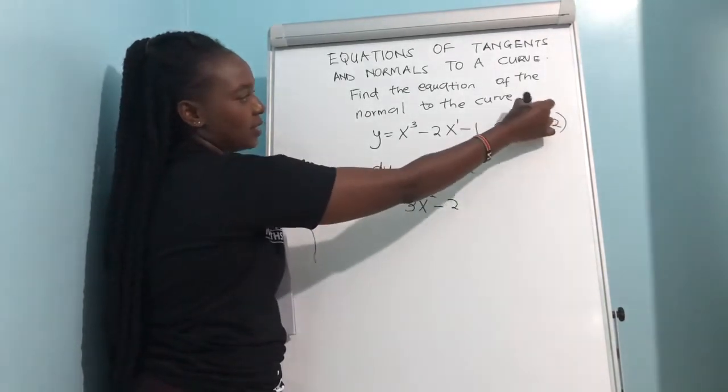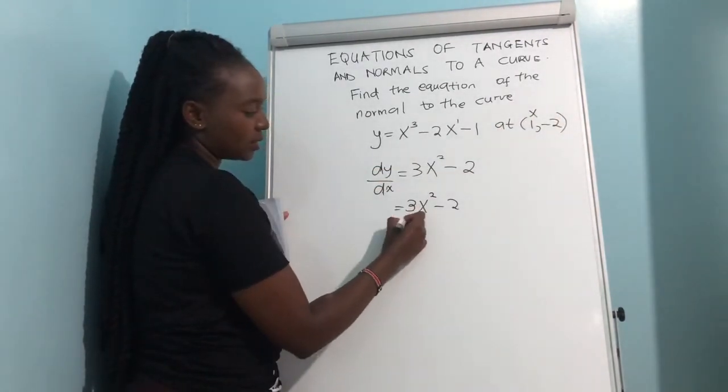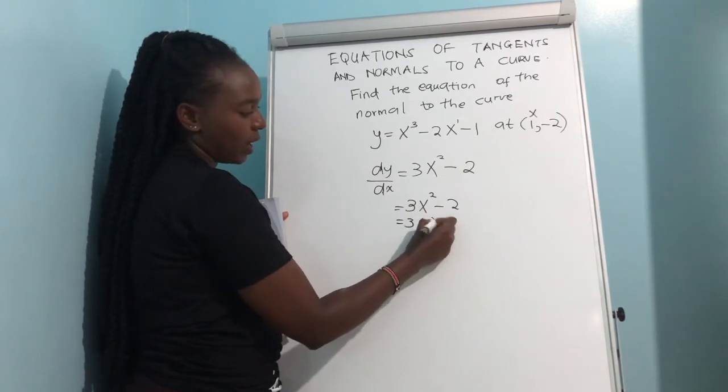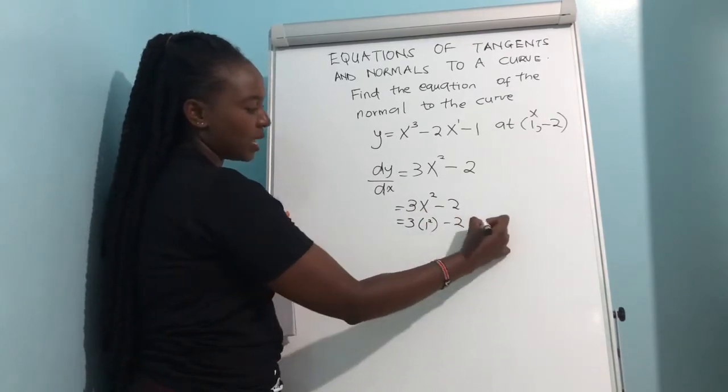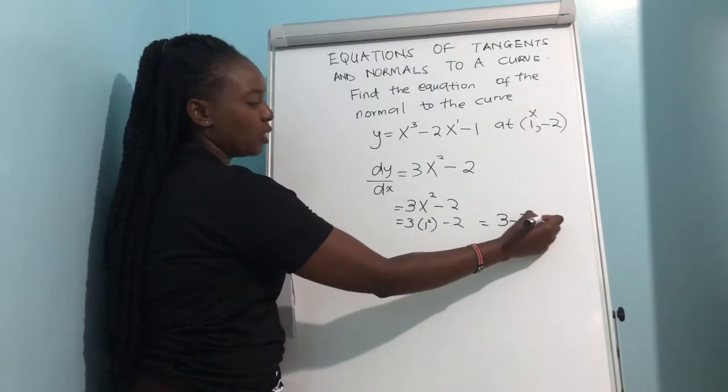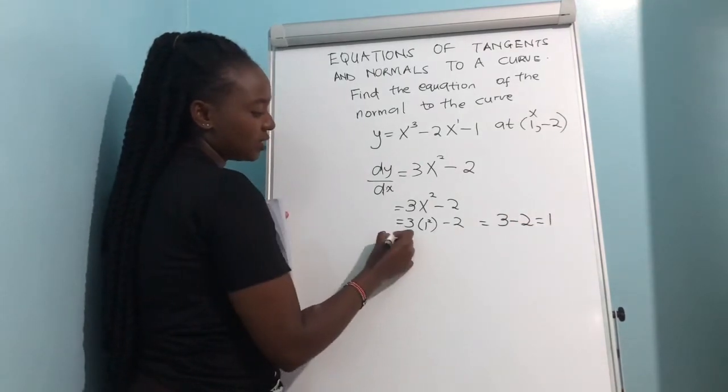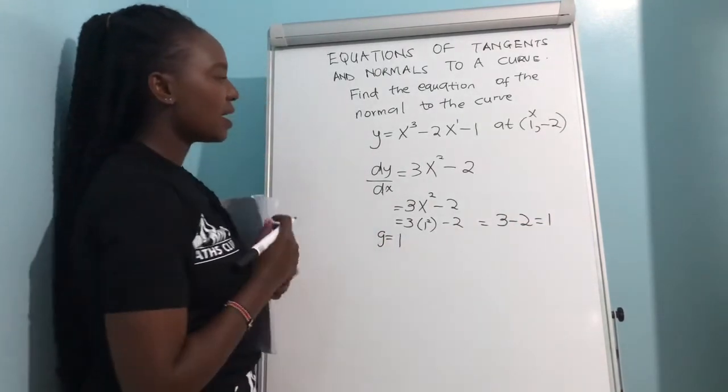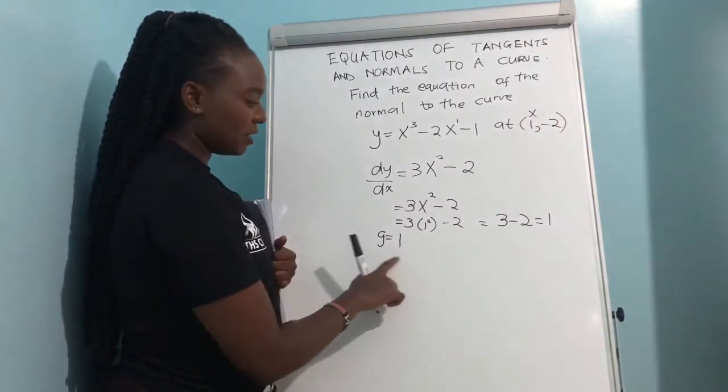So our first derivative gives us 3x squared minus 2. And our x is 1. So you replace: 3 times 1 squared minus 2, so this becomes 3 minus 2, which is equal to 1. So the gradient of the curve is 1.